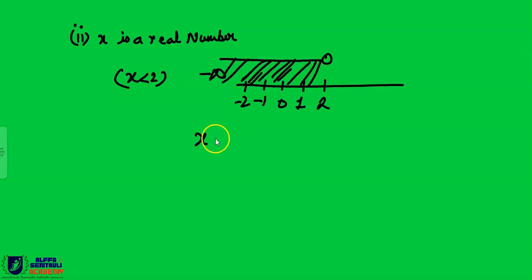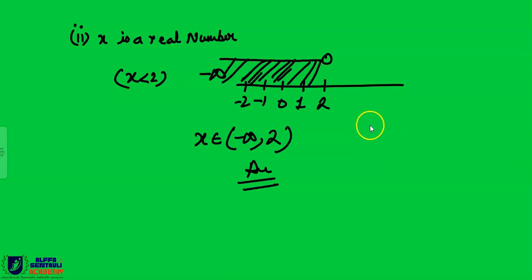So all these numbers will come as a solution. You can write minus infinity to 2 as the solution, so this will be your answer. Remember that you are not taking 2 in your solution. You are not including minus infinity in your solution, right?